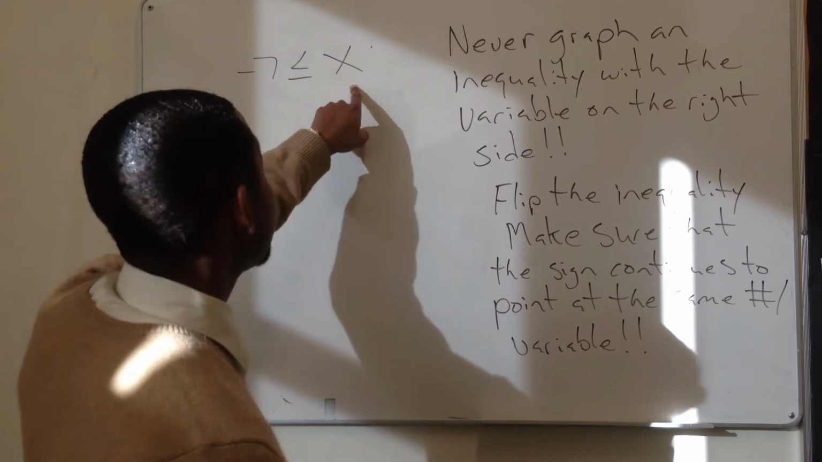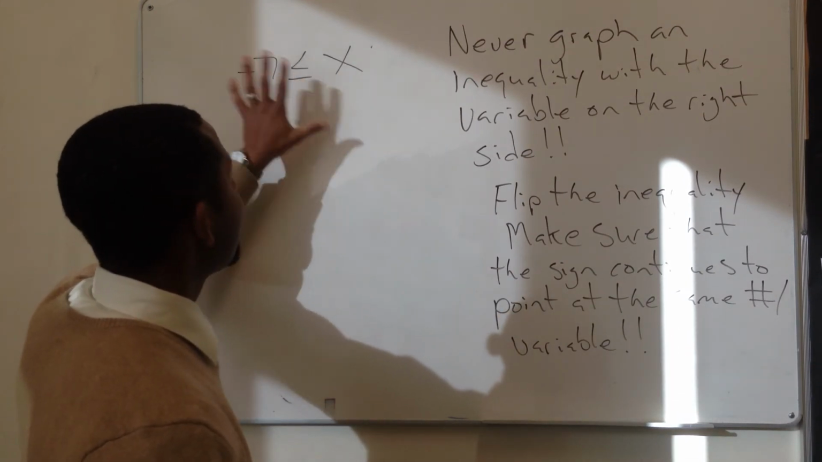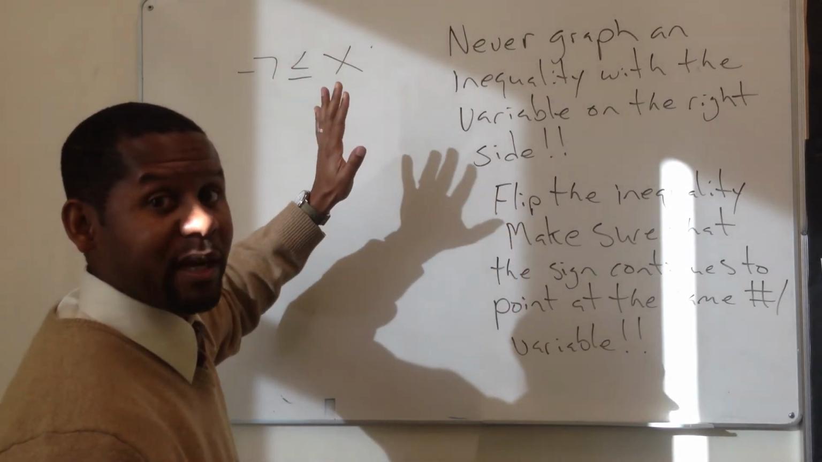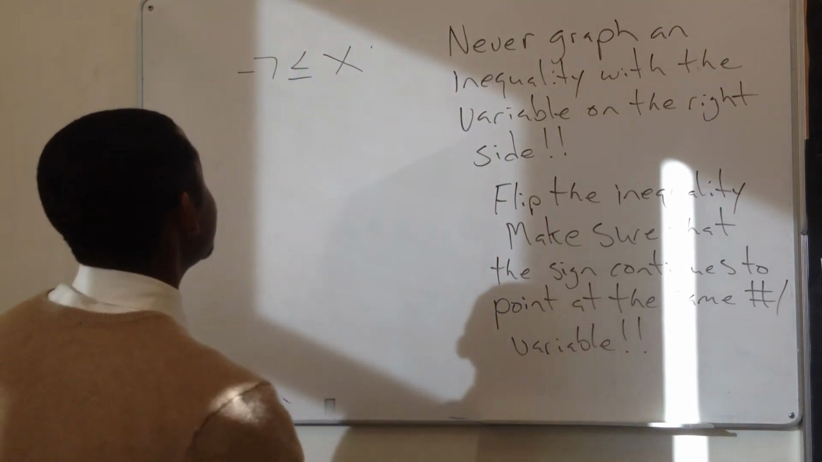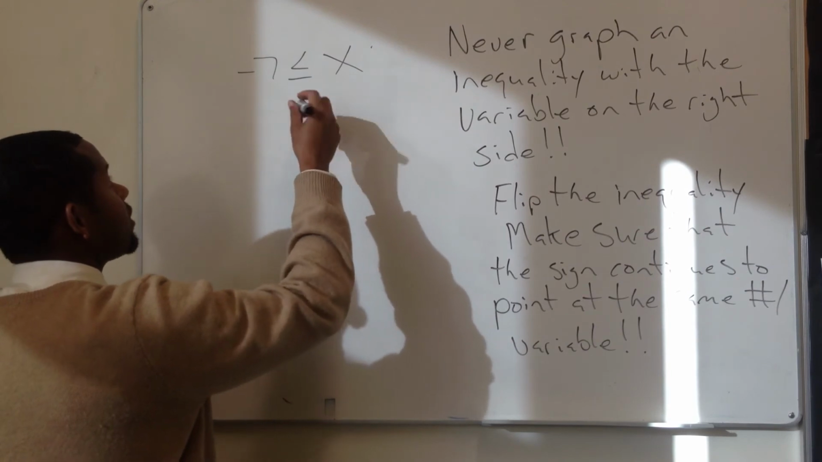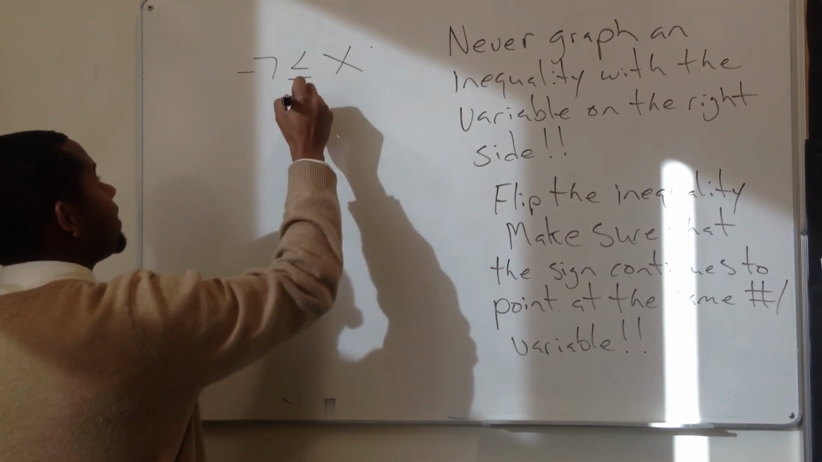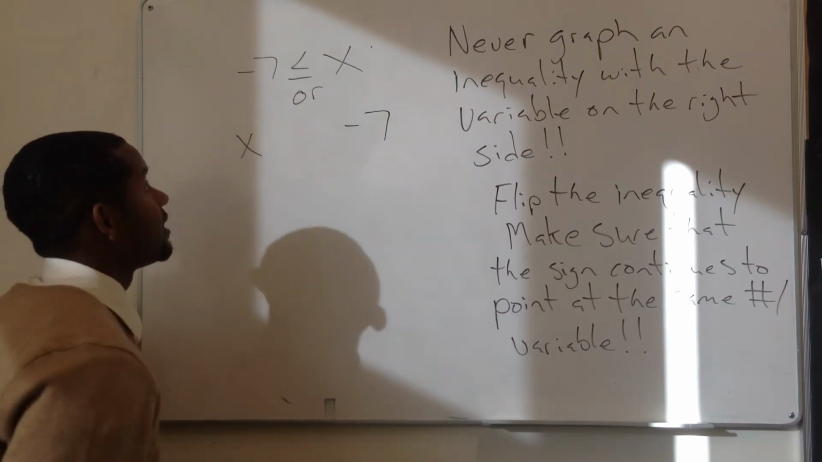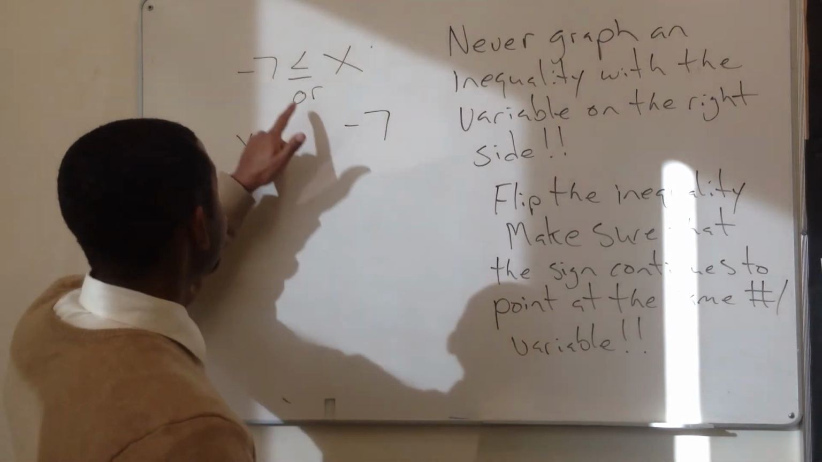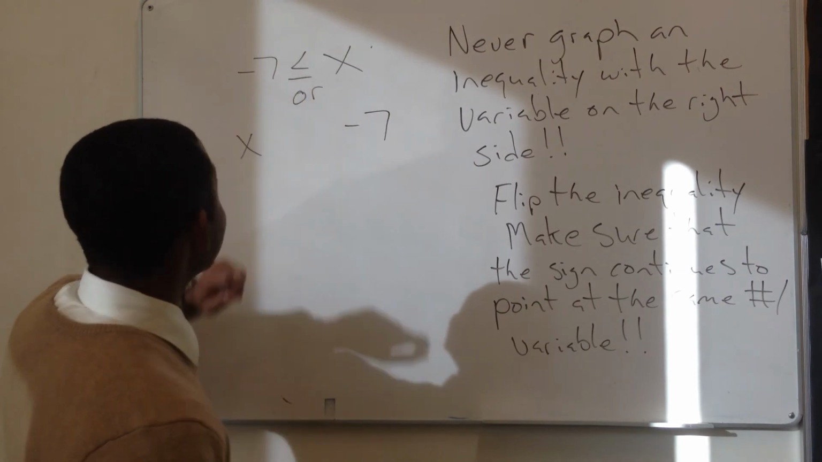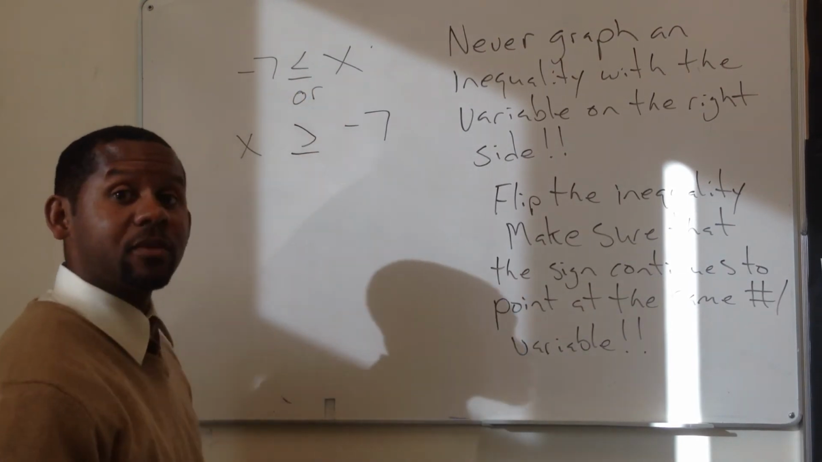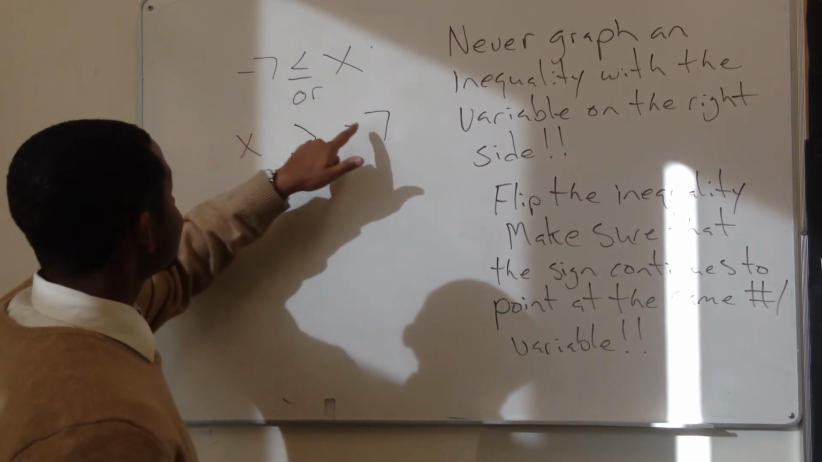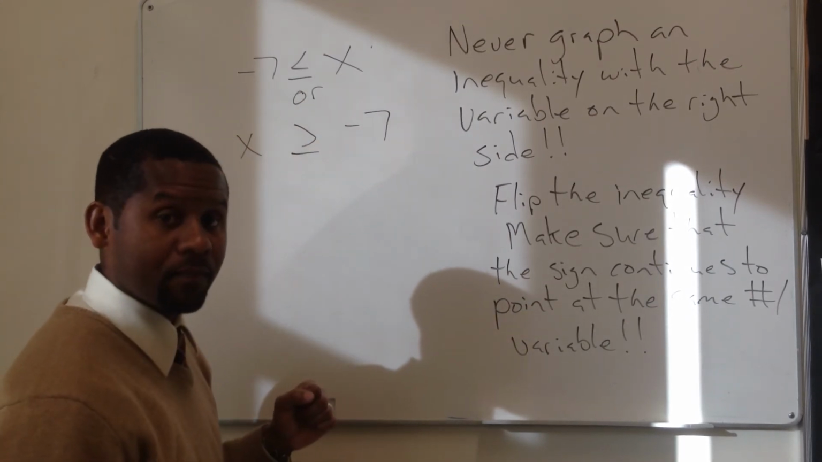So in this case, I don't want to graph this because if I do it like this, this thing is going to point in a different direction than I need my graph to go, and it becomes confusing. So what I'm going to do is just flip this over. X goes on this side, negative 7 goes on this side. But where people mess up is, notice this is pointing at negative 7, so it still needs to point at negative 7. I can flip it over however I want, as long as this thing points at the same thing.